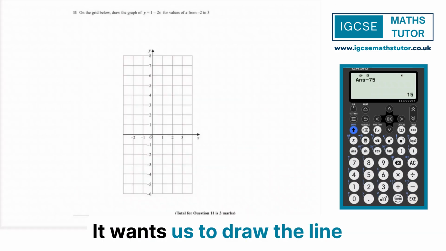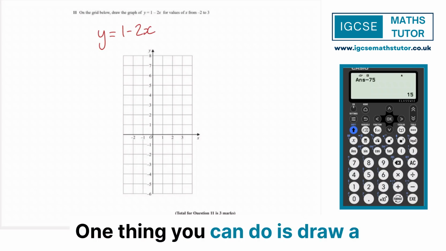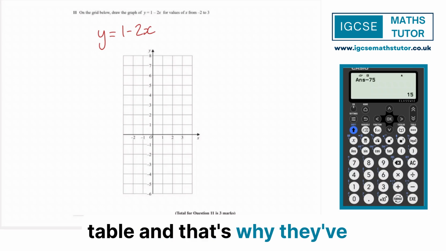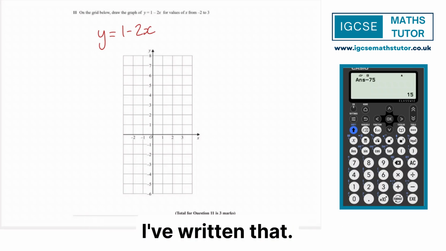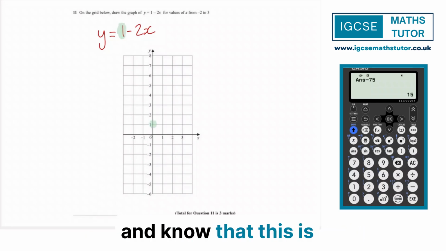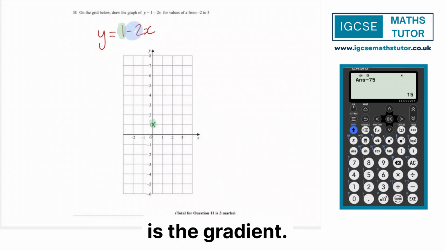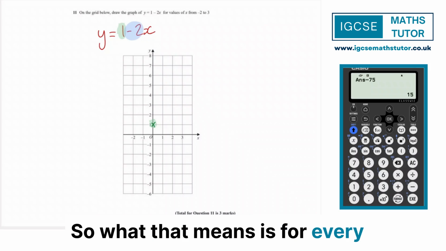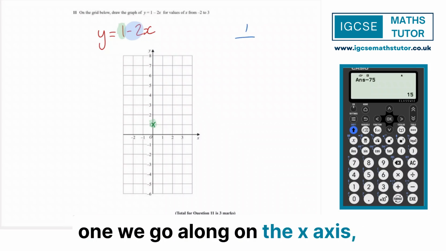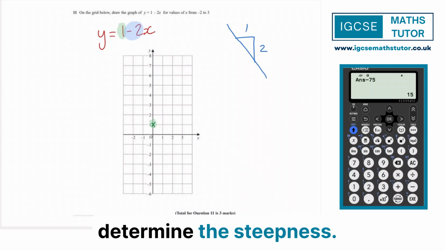Question 11, it wants us to draw the line y equals 1 minus 2x. So there's a lot of ways to do this. One thing you can do is draw a table, and that's why they've left that little gap where I've written that. The easiest thing to do, though, is sort of move beyond the table and know that this is the y-intercept, so that's one of the coordinates, and the minus 2 is the gradient. So what that means is for every 1 we go along on the x-axis, we're going to go down 2 on the y-axis, and that's going to determine the steepness.